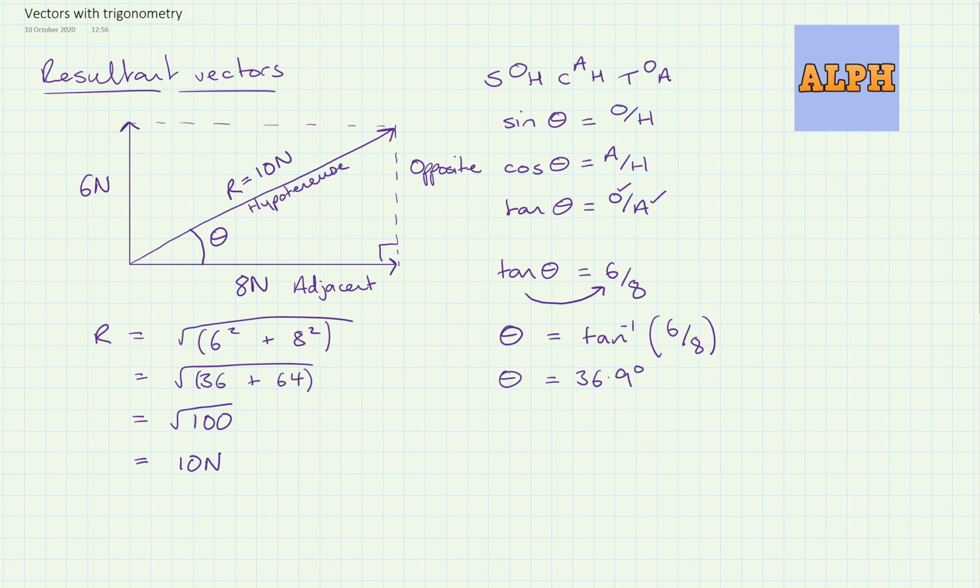So in order to describe my resultant vector here, where I've got two vectors which are at right angles to each other, I'm going to say my resultant force R is 10 newtons, 36.9 degrees anti-clockwise from the 8 newton force in this case.